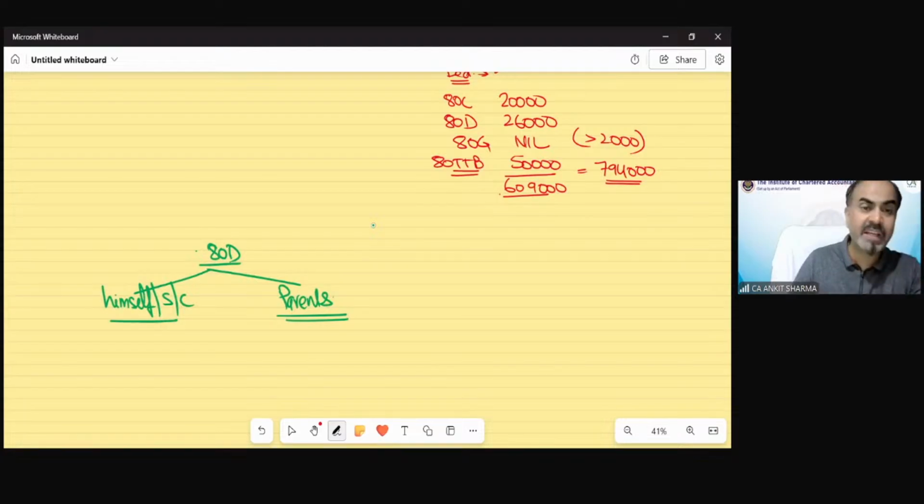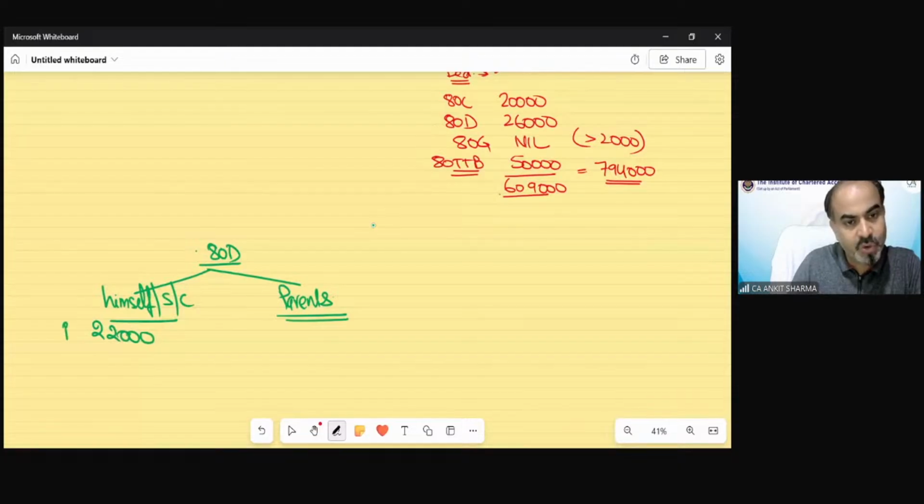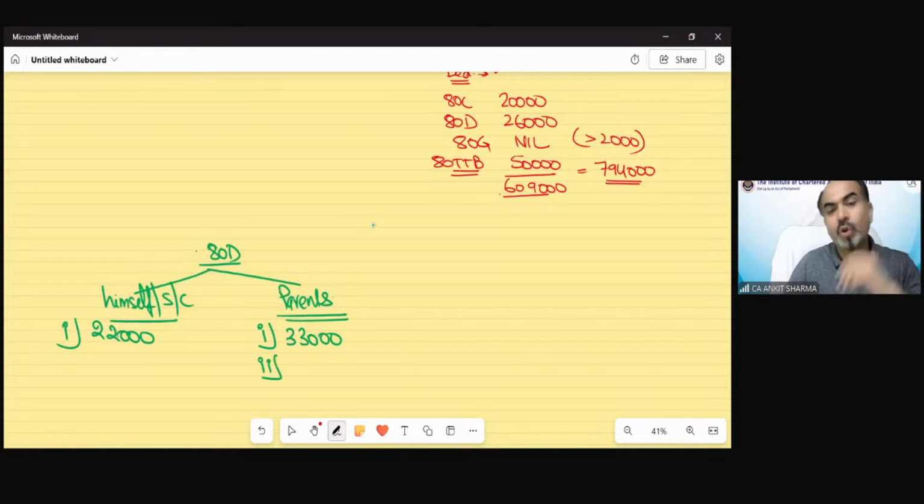In case of himself, spouse and children, you will see he has paid 22,000 rupees. That is going to be allowed. In case of parents, whether dependent or not, does not make a difference. There is an insurance policy of 33,000. And for his father, there is no insurance possible. So he made some expenditure. For that, 20,000 also could be claimed. Under section 80D, the total would be 53,000.